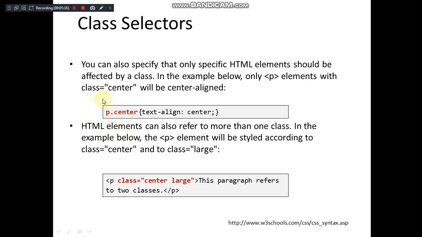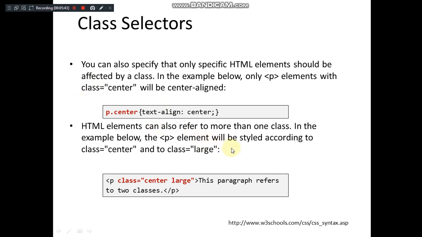So what we are doing is P dot center is used. So the paragraph which has a class name of center is the only one applied with the style specified. This way the style rule is written inside the style tag, whereas the paragraph should appear with the class attribute having the value as center. So this paragraph will be applied with the style where text alignment is centered.